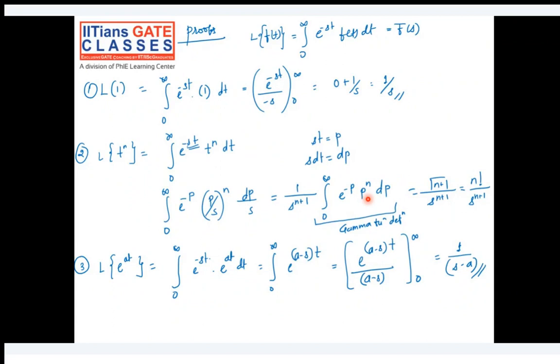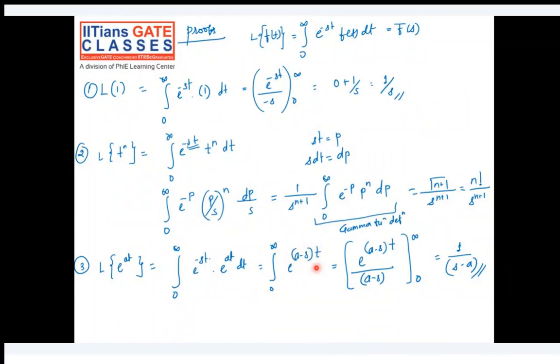So the next question may be like Laplace transform of e to the power at. Next standard result is Laplace transform of e to the power at. So how will you deal with it? Integration 0 to infinity e to the power minus st f of t dt. And what is f of t here? It is e to the power at. So your base is common, so the powers you can add. So here at minus st, t you can take common, a minus s.